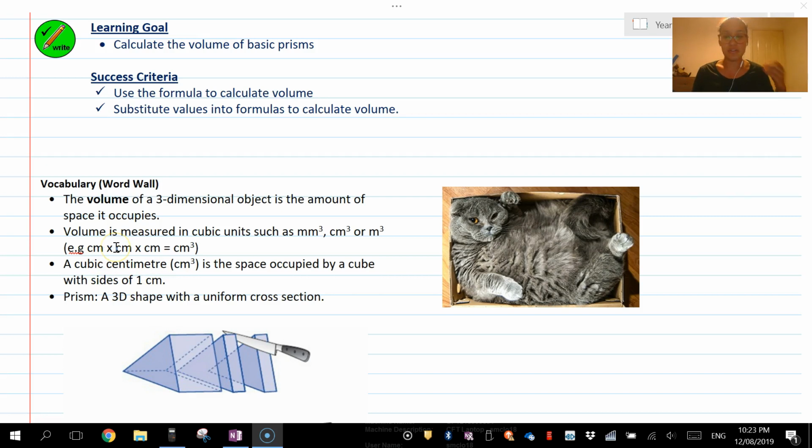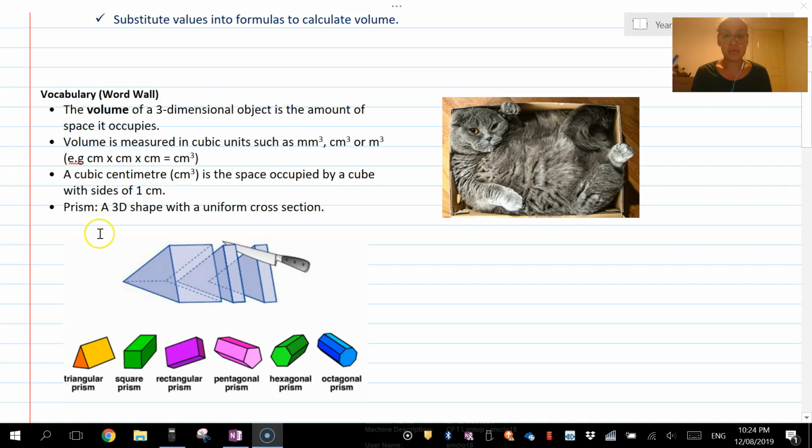A centimeter cubed, or a centimeter to the power of 3, is 1 centimeter by 1 centimeter by 1 centimeter. So it's got that much. Fun fact, that's 1 milliliter of water, but we won't talk so much about capacity today. Prism, so like my little happy cat here, stuck in a box. That's how I remember volume. So if you can fit something in it, it's got volume.